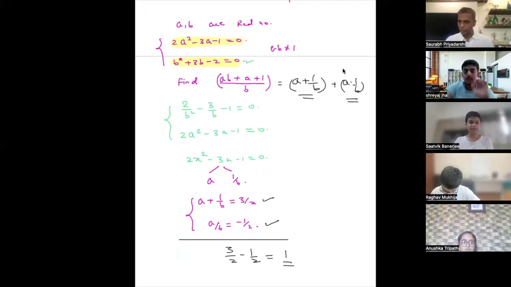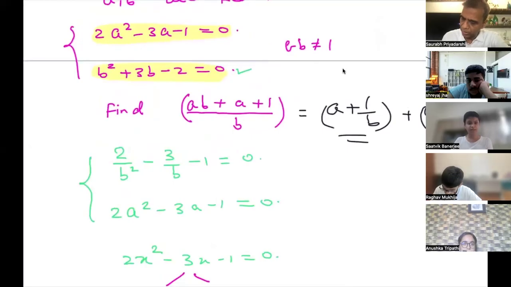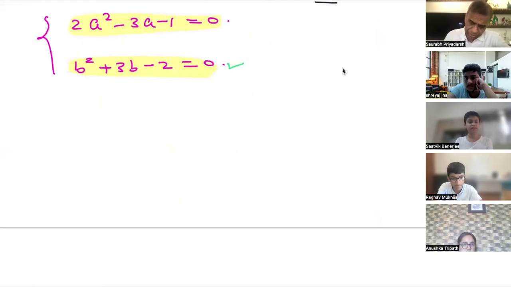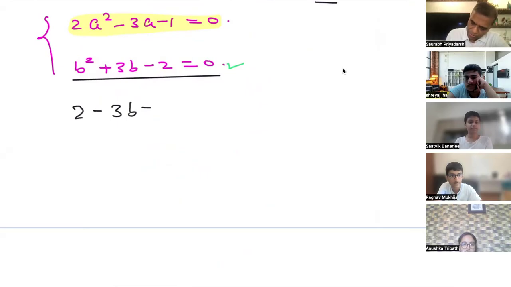Sir, can you tell what you did with the second equation, b square plus 3b minus 2? See, if you look at these two equations, they are not symmetric, not the same. But if you look closely at the second one, if I first multiply with a minus sign, I get 2 minus 3b minus b square is equal to 0. Coefficient 2 matching up, minus 3 matching up, minus 1 matching up.